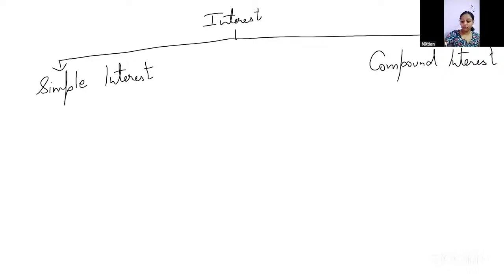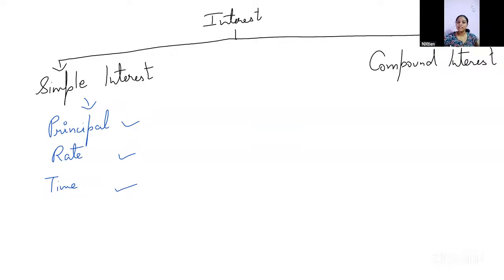Simple interest. We know three main things are there. What are they? Principal, rate, and time. These three things are used to calculate simple interest, which gives us the formula.